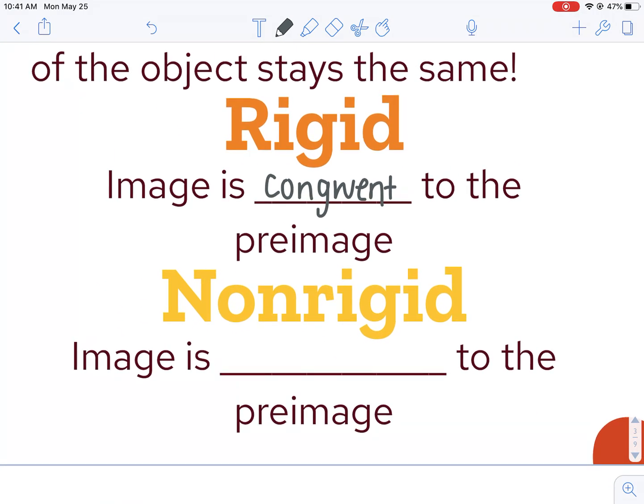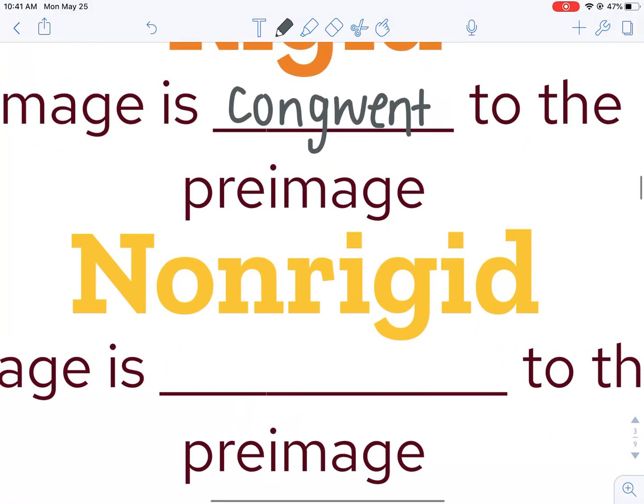If the size or shape changes, so if only one side gets moved and it got way stretched out, or if the whole thing got bigger or smaller, that's non-rigid because the image is not congruent to the pre-image.